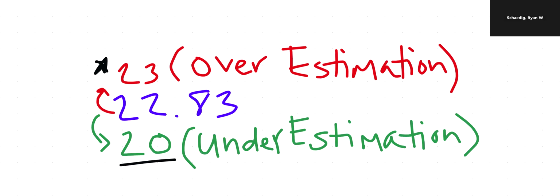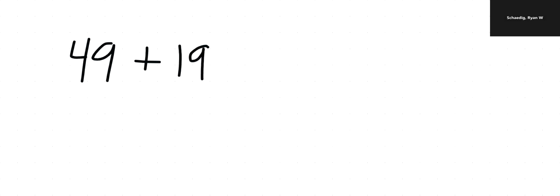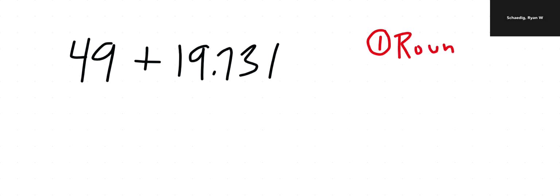Okay, so let's practice another one, because I get so excited to talk about a thing and then it's like, well, what about today's skill? So let's go back to today's skill. Let's say we have something like 49, which is just a whole number. That's okay, we can still estimate. Plus 19 and 731 thousandths. Again, if you remember that first step, I'm going to round to compatible numbers.